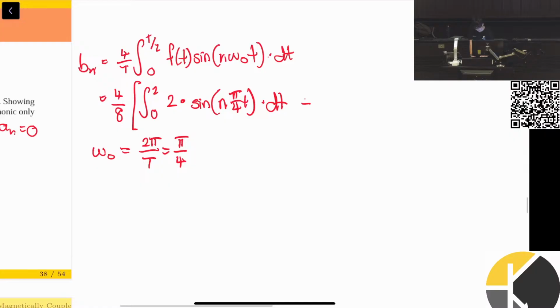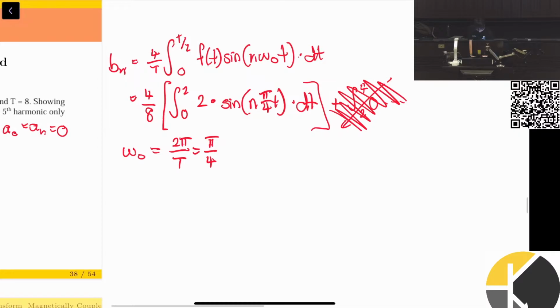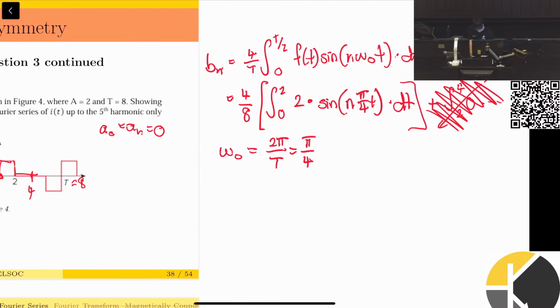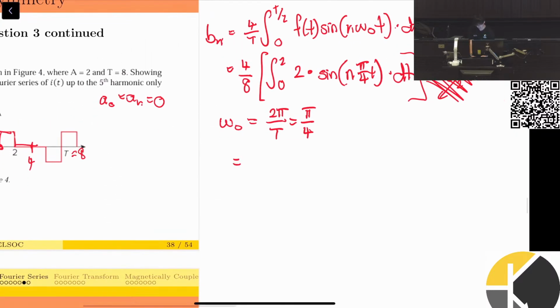Then we have the same for between 4 and 2. We simply have 0 times the same thing. Integral of 0 will just give us nothing. So really, we only have to worry about this first part here. Great. If I take this 2 out to the front, then I will have 8 over 8, which is just 1. And then I have the integral from 2 to 0 of sine n pi on 4 t dt.